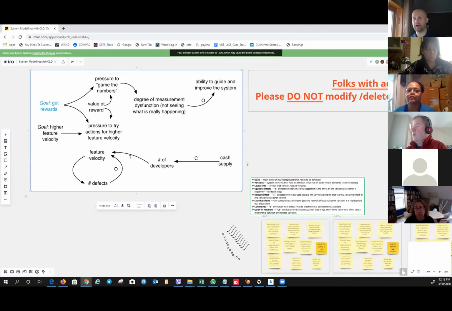Here's an example of a cash supply. Cash supply has some impact on the number of developers you can have in the organization. C, as in Charlie, stands for constraint. A cash supply will have a constraint on the number of developers you can bring. You can always ask, what kind of constraint? Is it an equal constraint on both skilled and unskilled, or highly skilled or low skilled developers? The guess would be no, not the same. If you have a low cash supply, most likely you will be able to afford lower quality people and not going to be able to afford as many high quality people. So then the cascading effect would be on feature velocity.